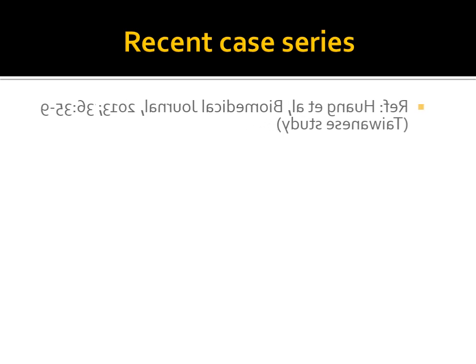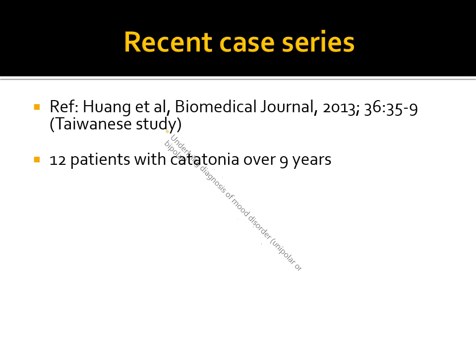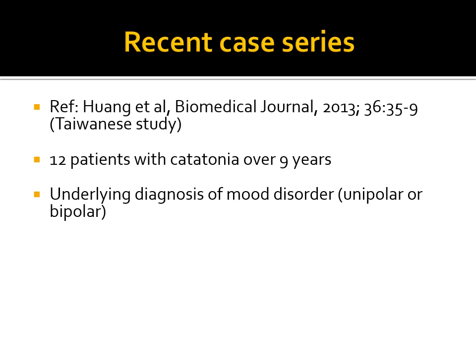Before ending, I'll mention a recently published case series. This was a study done in Taiwan. They report 12 patients with catatonia over 9 years. I think this also highlights how infrequent classical catatonia has become, because to get 12 patients, they had to wait for 9 years. And the underlying diagnosis in all these patients was mood disorder, either unipolar depression or bipolar disorder.